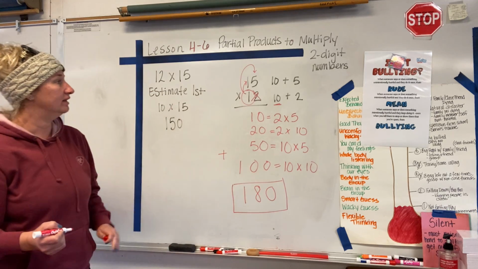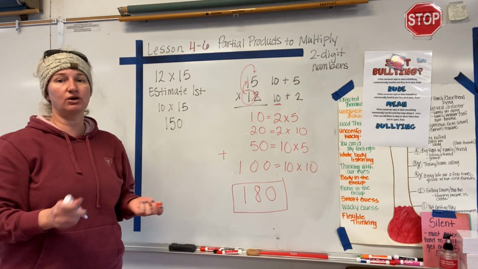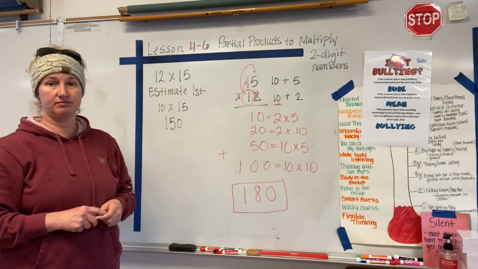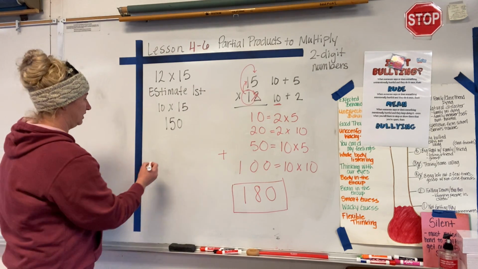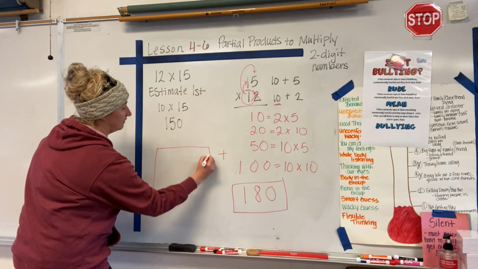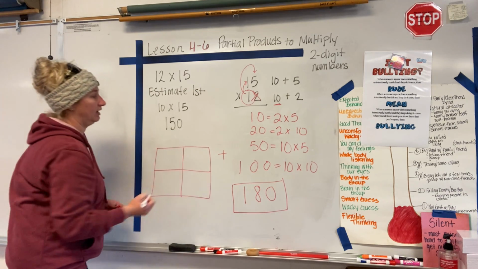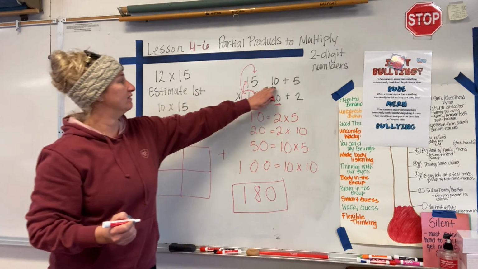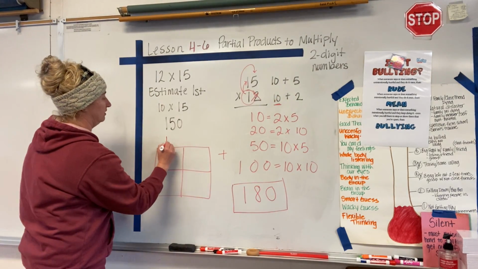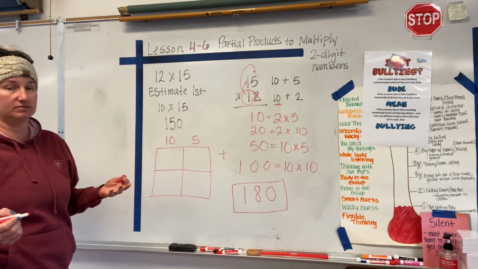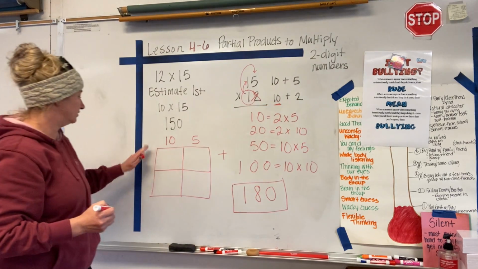All right, and this is how we're going to do it today. Let me just show you how that compares to the area model. Okay, so if I had my 4 squares drawn, I would have 10 plus 5 either on the top or the side, it doesn't matter, and then 10 plus 2 going down the side.